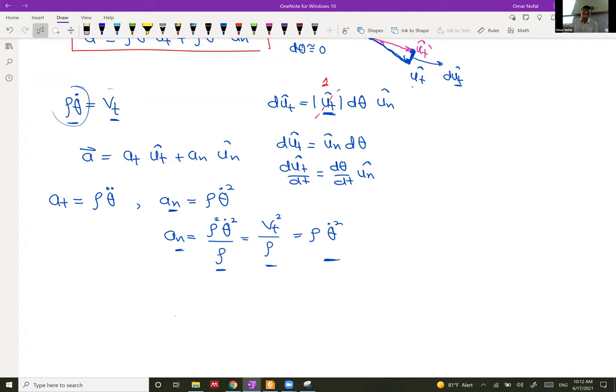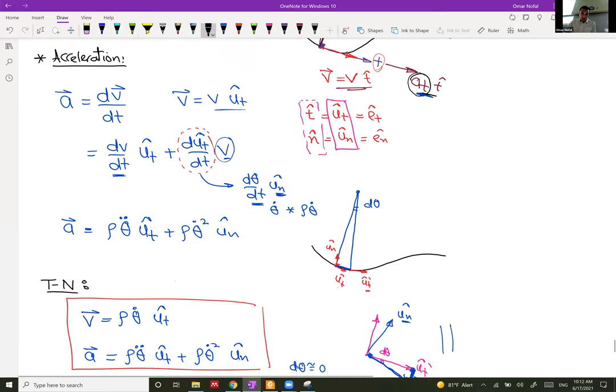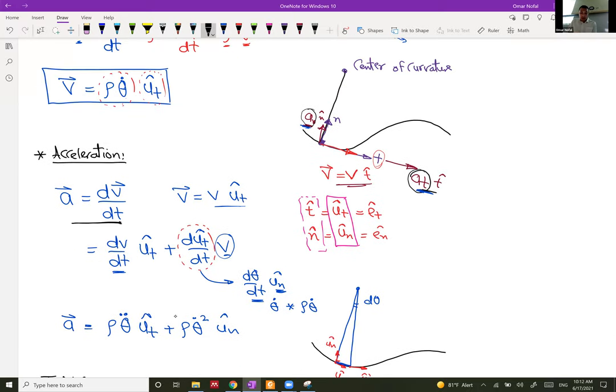So this is it so far for the tangent normal acceleration. I would like to list the definitions of the tangent and normal acceleration. The tangent acceleration is the time rate of change of the velocity magnitude. And this is obvious because when we differentiate this, we first differentiate the magnitude, and all of the magnitude is in ut hat. So it's the time rate of change of the magnitude of the velocity. And the normal acceleration is the time rate of change of the direction of the velocity.